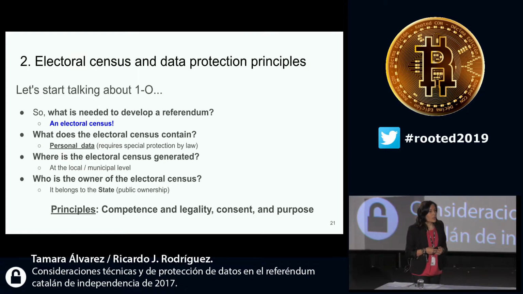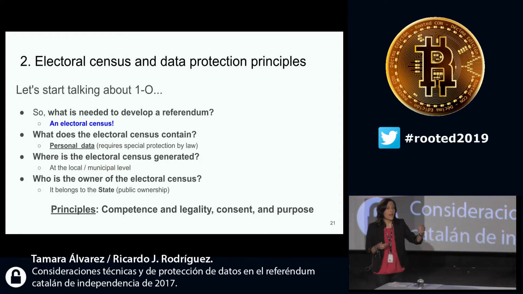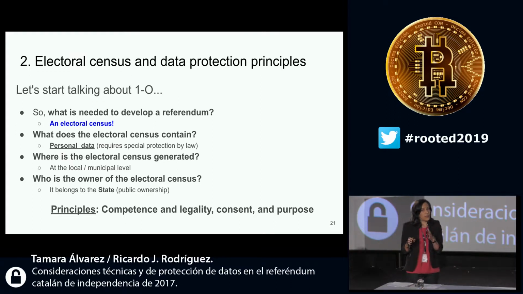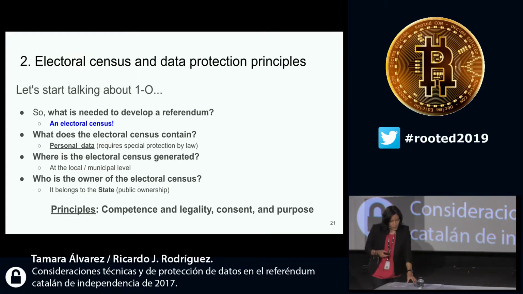So first, the principles of competence and legality, then consent, and then purpose. The organic law for data protection from 1999. We're going to see that there are a number of conditions that we have to meet with sensitive data.